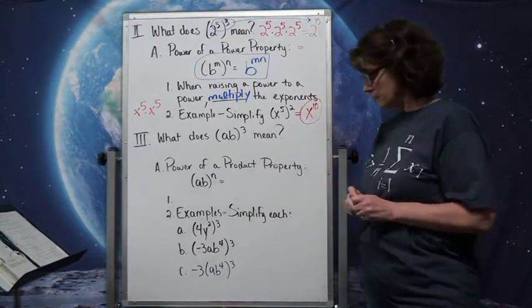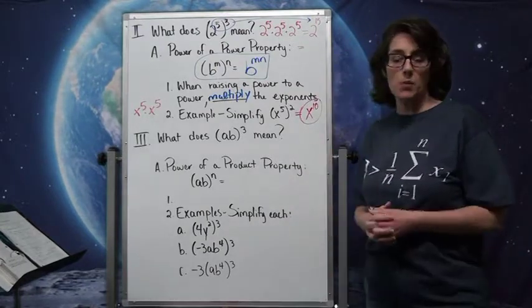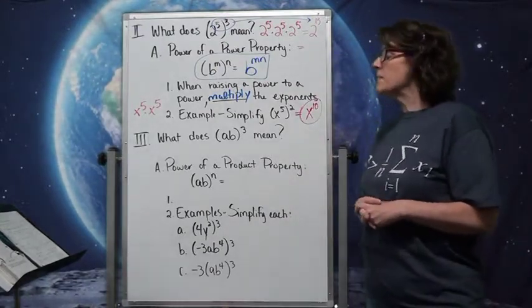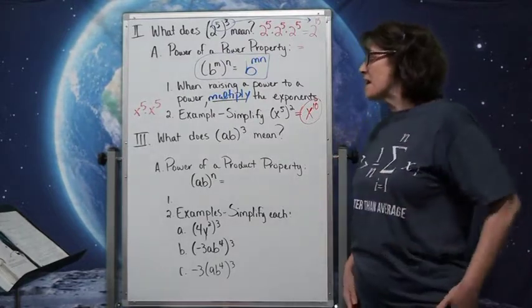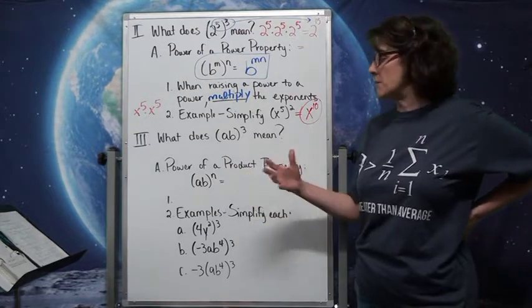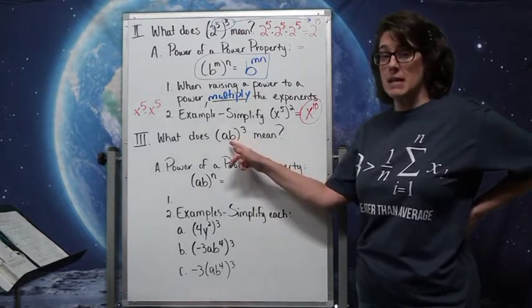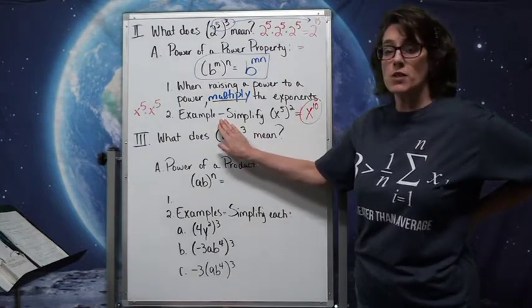All right, so now we are down to our third law, and this is the last one we're going to look at in this video. This is my all-time favorite property, and yes, I actually do have a favorite property, because the power of a product property, let's talk about what it means. If I have an AB to the third power, again, what I'm going to do is put my hand over top of it so it doesn't confuse me.